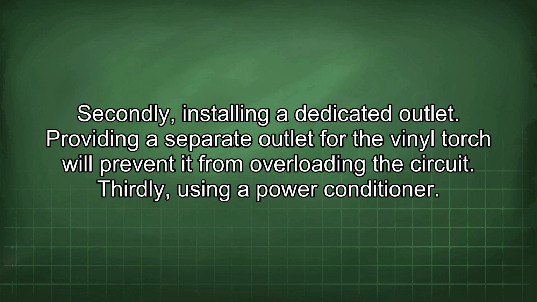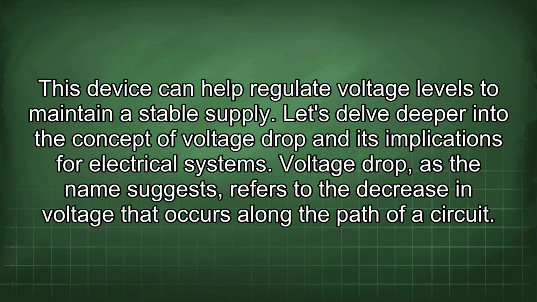Secondly, installing a dedicated outlet. Providing a separate outlet for the vinyl torch will prevent it from overloading the circuit. Thirdly, using a power conditioner. This device can help regulate voltage levels to maintain a stable supply.